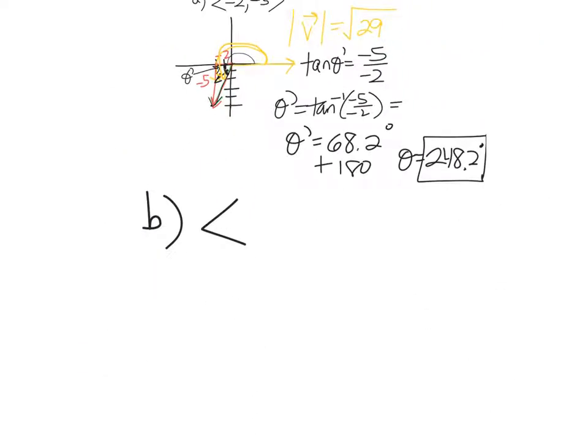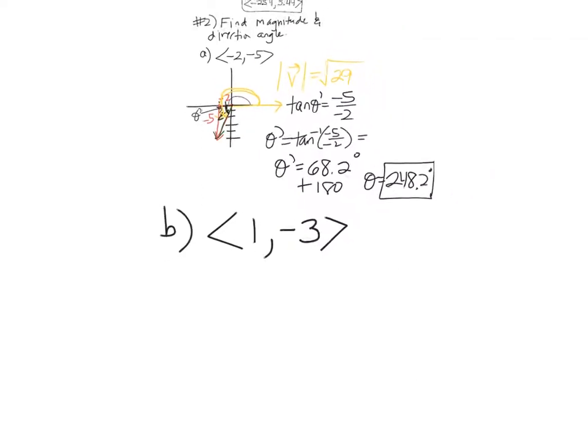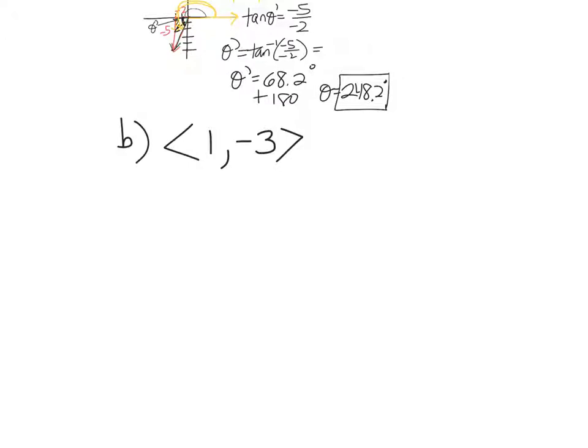Okay, let's do another one. Number 1, we'll go 1 and negative 3. Okay? 1, negative 3. So we're going to be in quadrant 4. So let's see what happens in quadrant 4. We want to find the magnitude, and we want to find the directional angle. So the magnitude of this vector, I'll just call them all vector V. The magnitude would be what?